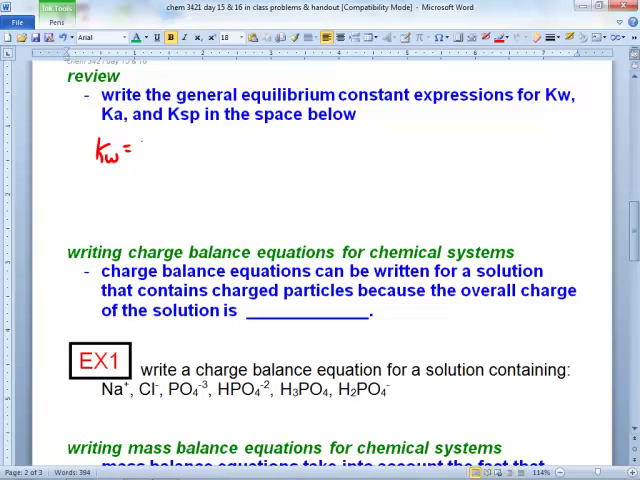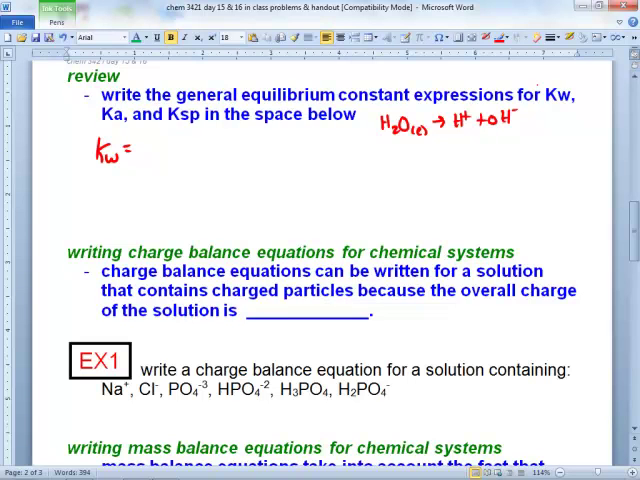Let's write the reaction first. What's the reaction for Kw? H2O goes to H plus and OH minus. It might be easier to start there and then write the Kw expression. Should have asked that first. How do you write the Kw for that then?